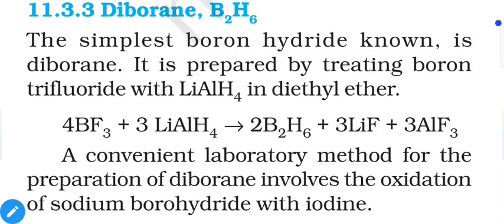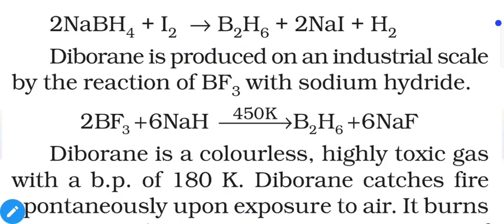It is prepared by treating boron trifluoride with LiAlH4, lithium aluminum hydride, which is one of the strongest reducing agents, and that's why it is able to remove fluorine and add hydrogen. And from BF3 you will get B2H6. In the laboratory we can prepare it from the oxidation of sodium borohydride with iodine, and on an industrial scale we can use BF3 with NaH, which produces B2H6.